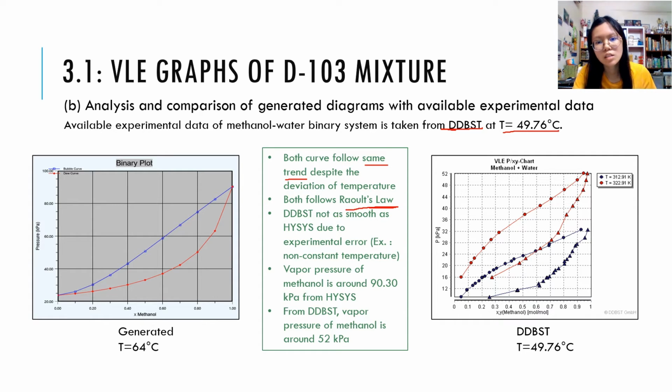However, we can see that the DDBST one is not as smooth as the HYSYS one, maybe due to experimental error, for example, the non-constant temperature. Also, we find out that the vapor pressure of methanol is around 90.3 kPa for the HYSYS simulation, while for the DDBST, the vapor pressure of methanol is around 52 kPa.